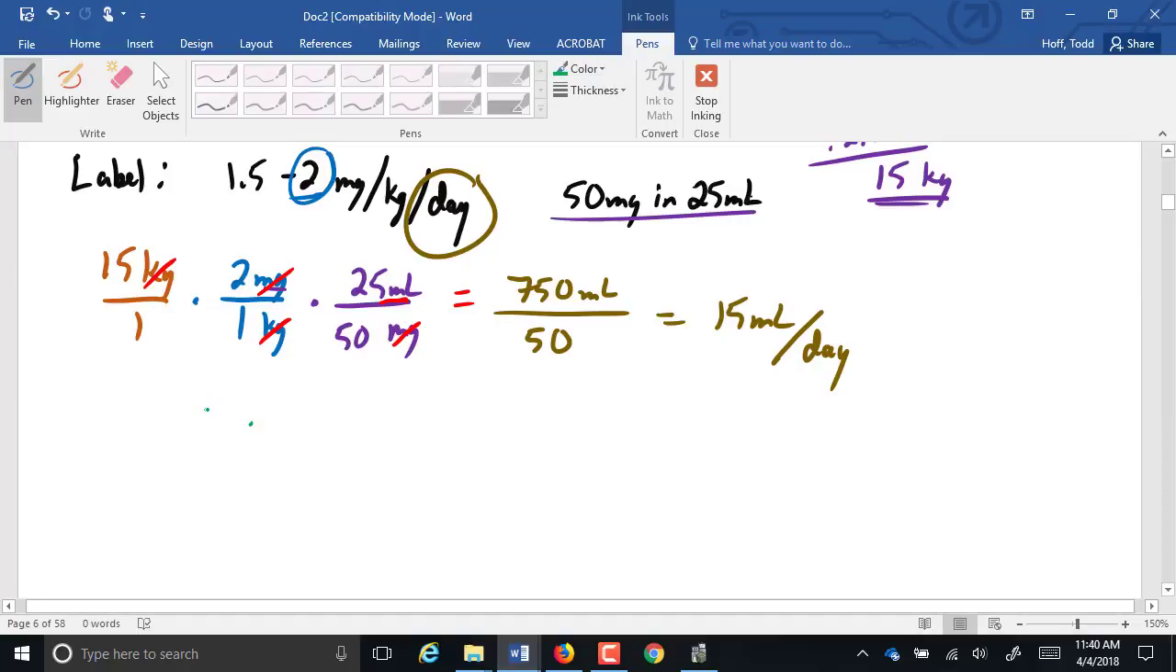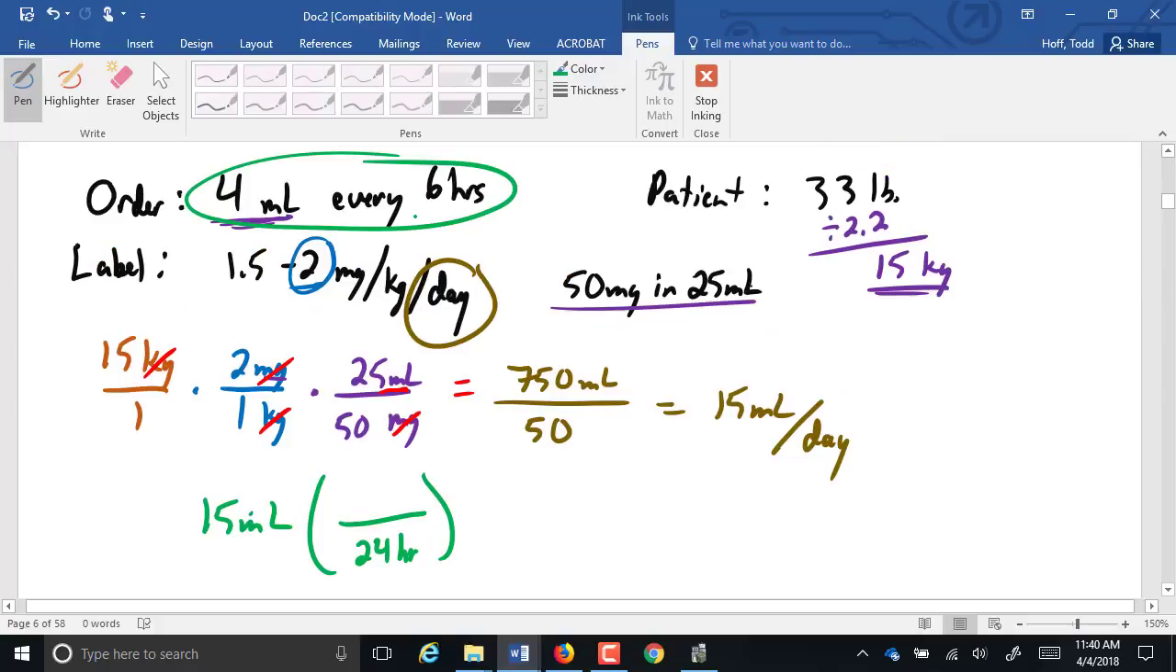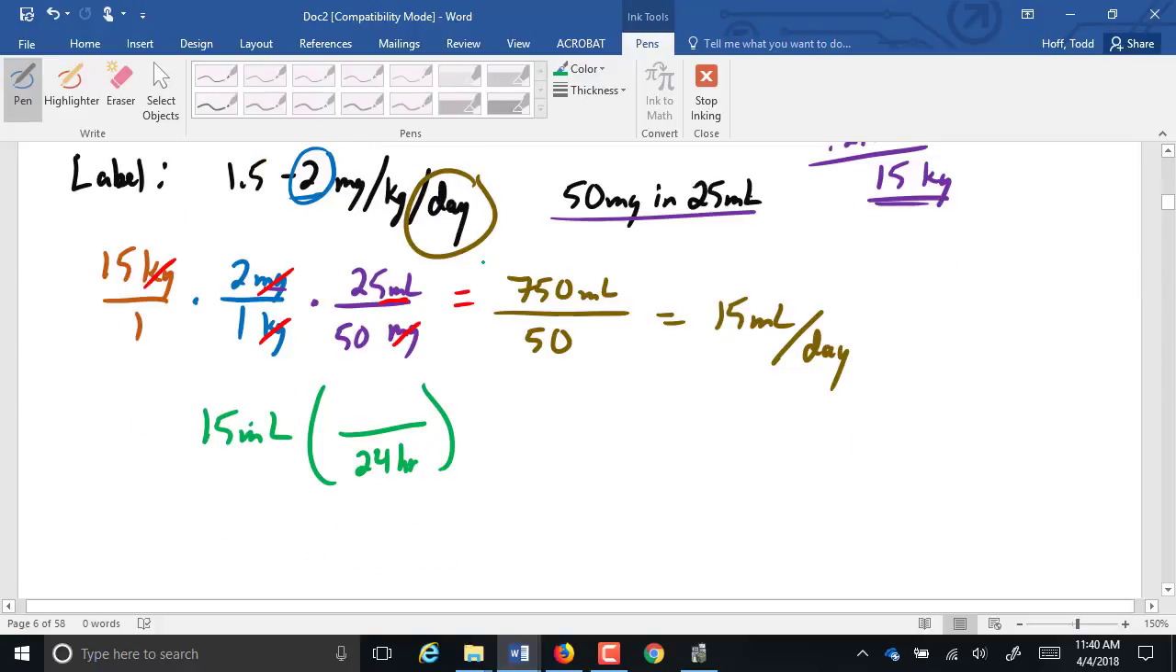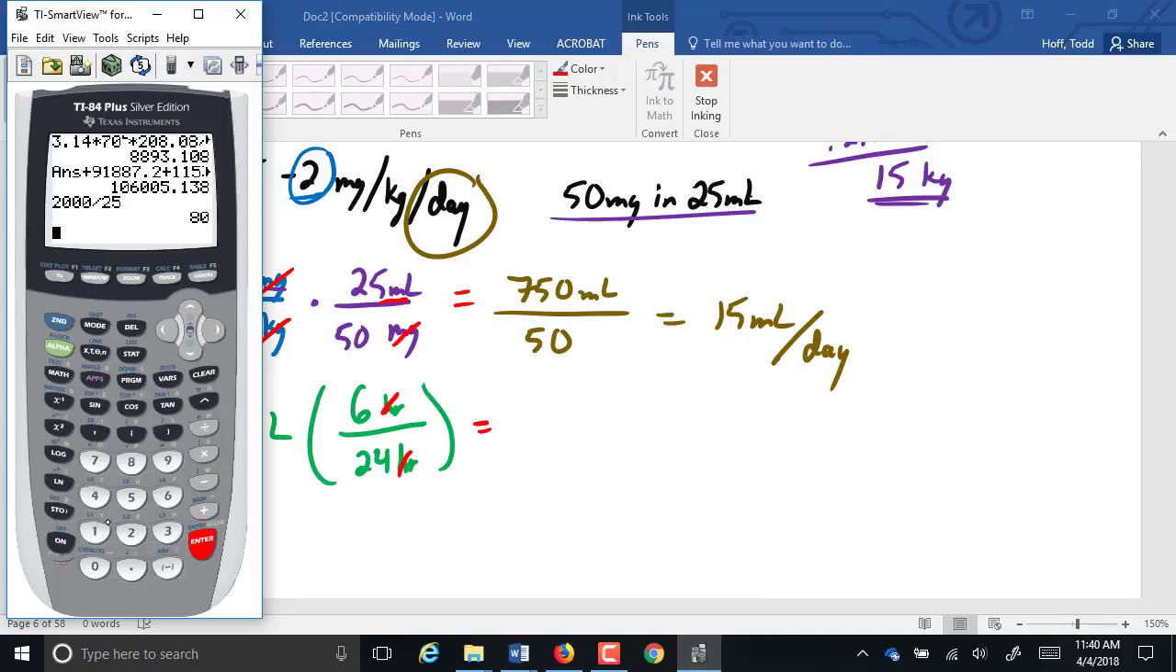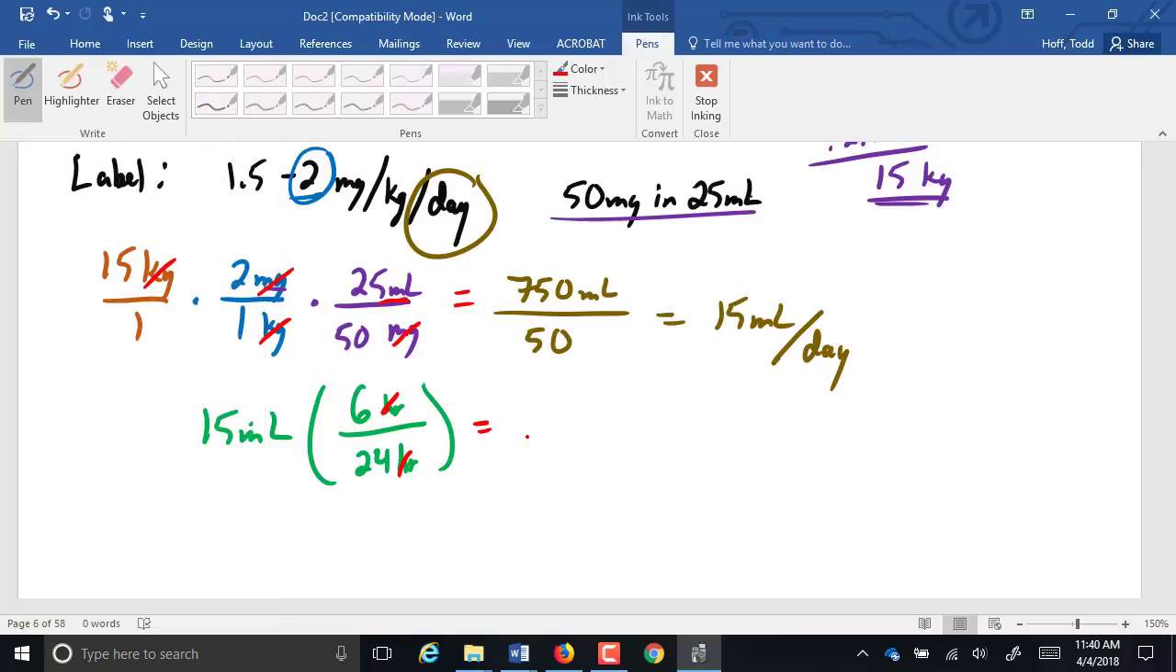So we've got that 15 milliliters. That's per day, so that's per 24 hours. We want to titrate that to 6 hours. So the hours aren't a factor, so it's just 6 over 24. So 15 times 6 divided by 24 is going to give us 3.75, I believe. And it is 3.75 milliliters.